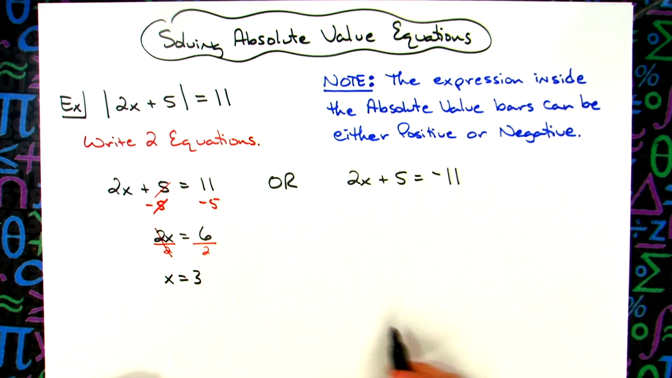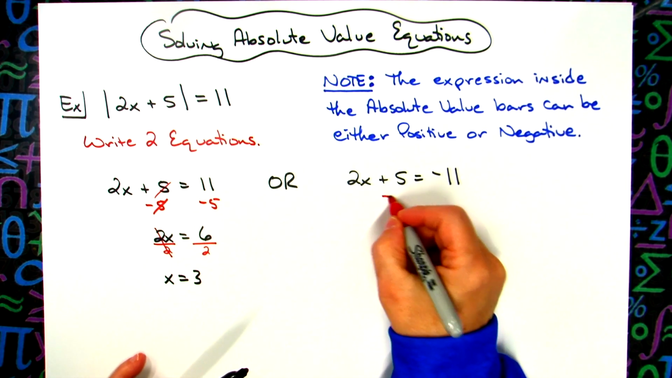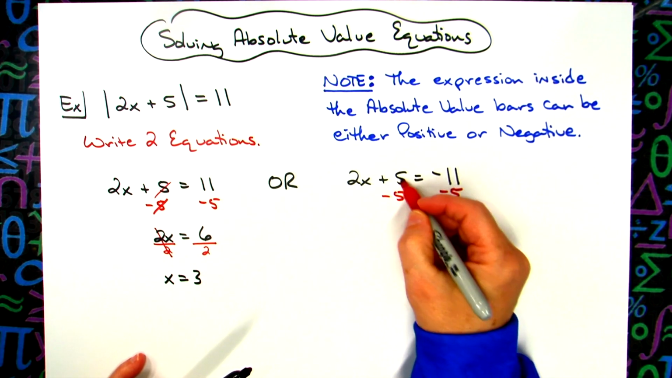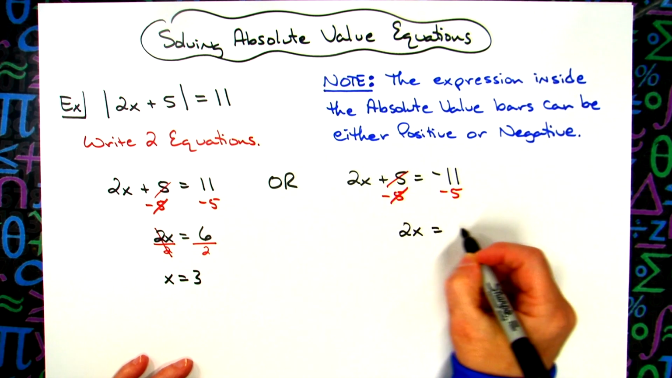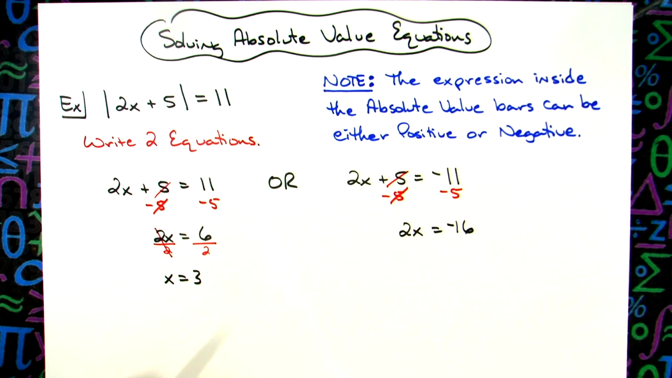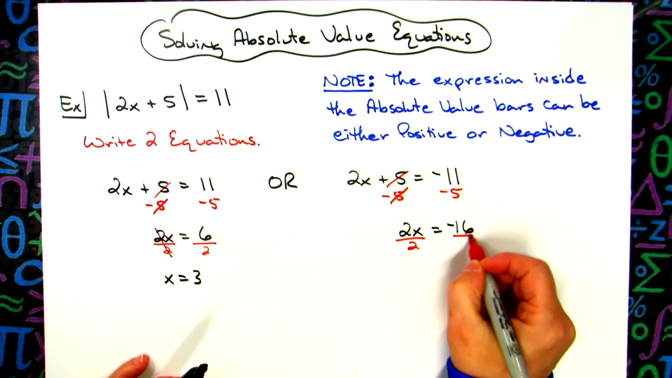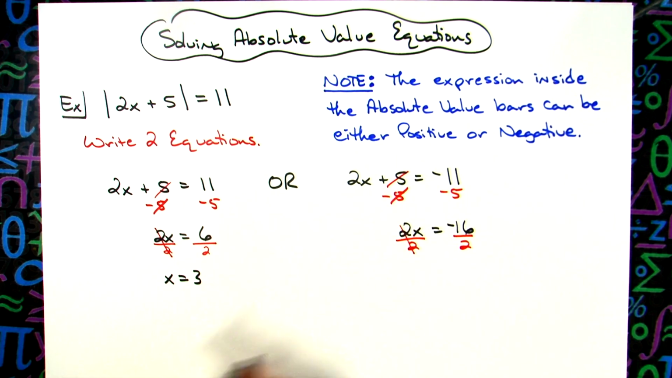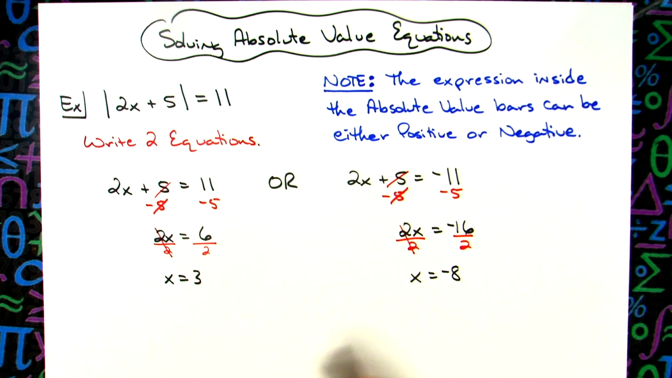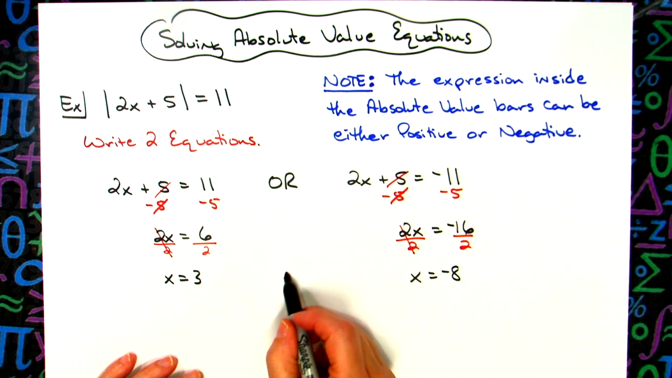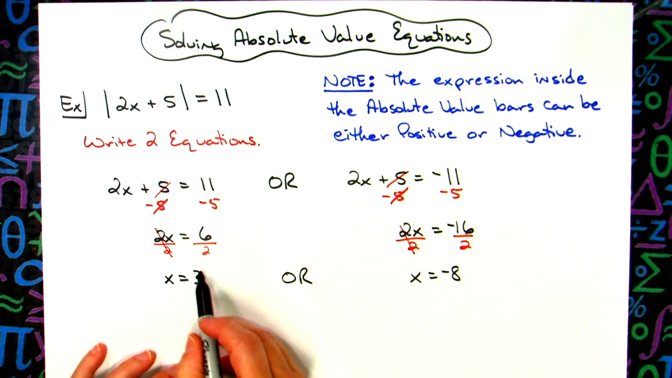All right, solving the second one over here, again, we'll go ahead and subtract that 5 from both sides of the equation. That's going to give us 2x is equal to negative 16. Dividing both sides by 2 again will give us x equals negative 8. All right, so we really have x equals 3 or x equals negative 8.